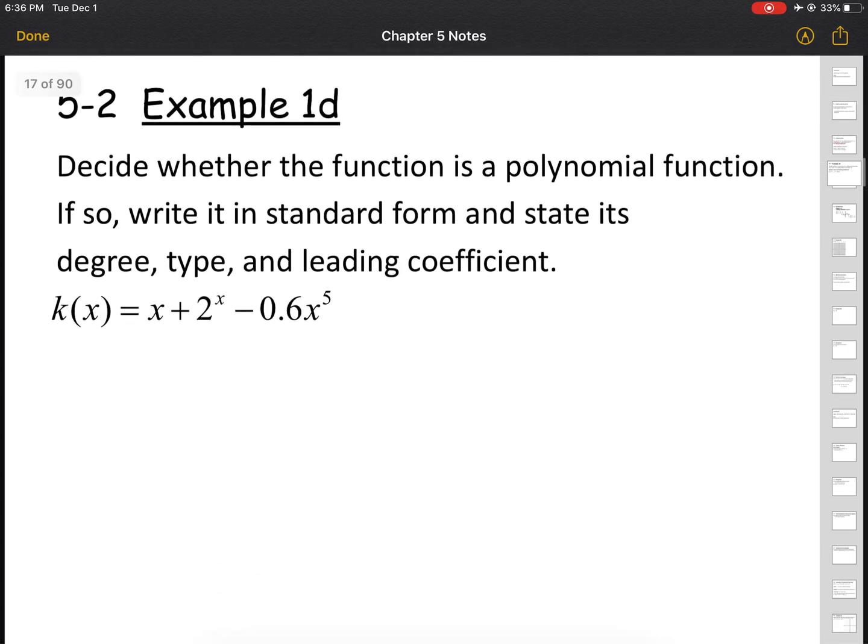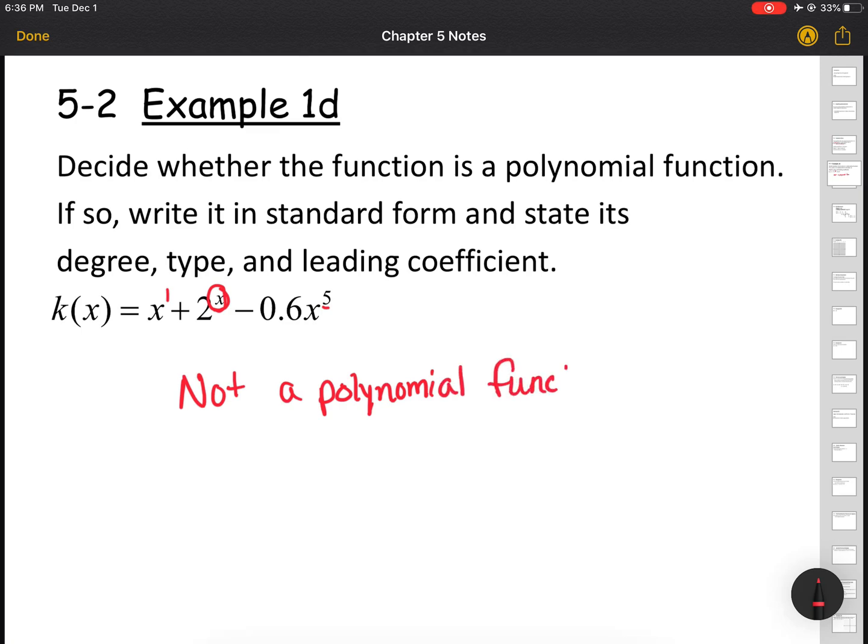And the last one here, if I look across here, my exponents are 1, x, and 5. Well, I have an exponent of x. I can only have exponents of positive whole numbers, right? So automatically, this one's also not a polynomial function because of that variable as an exponent that we can't have.